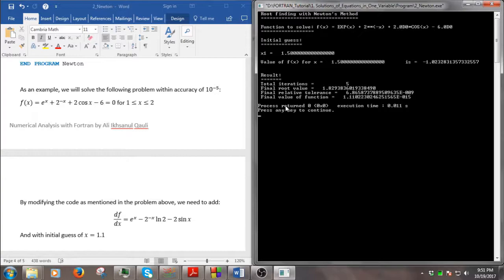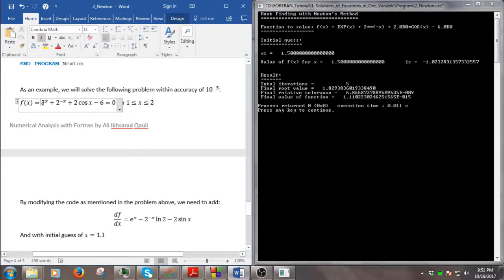That's how we use the code and how to modify the code to suit our problem here.